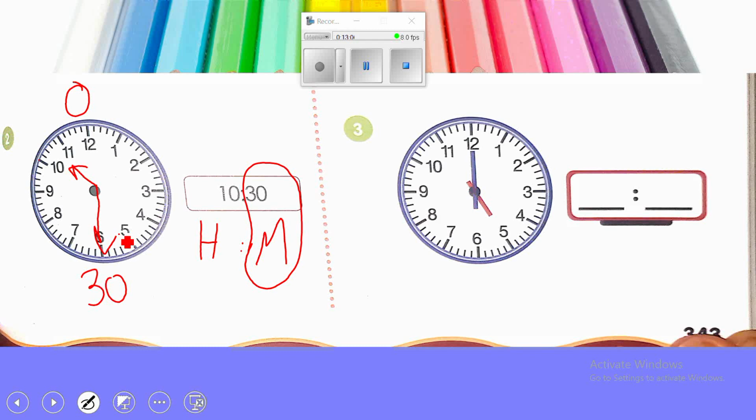Now here I will say this is 0 and this is 30. And here is H, M. Where is the hour? Perfect, it's on 5. How many minutes? 0. So it's 5 o'clock.